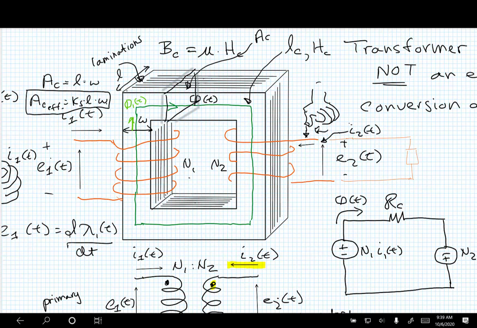We're going to have some load over here on the secondary side, and we're going to be applying some voltage here to the primary side. I'm going to be drawing current from this load.